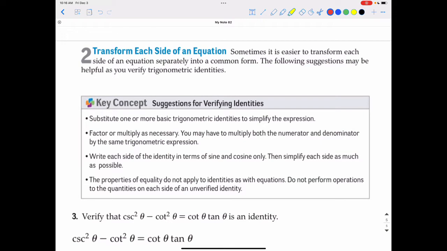And then sometimes there's just no way around it. It is easier to transform each side of the equation separately into a common form. The following suggestions may be helpful to verify trig identities. Substitute one or more basic trig identities to simplify the expression. Factor or multiply as necessary. And you may have to multiply both the numerator and the denominator by the same trig expression, kind of like we saw in example 1.